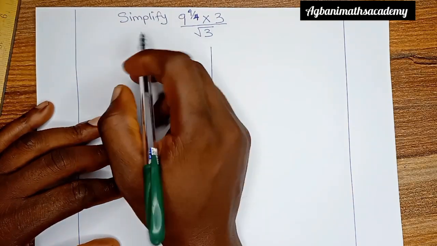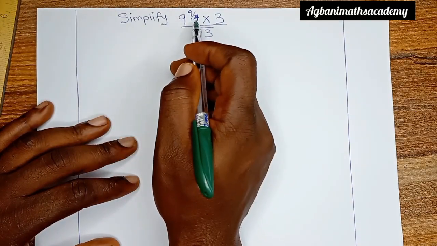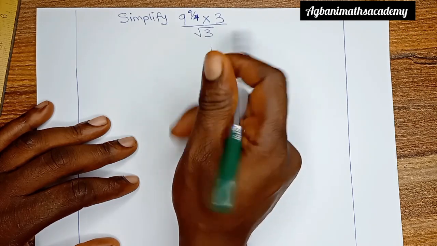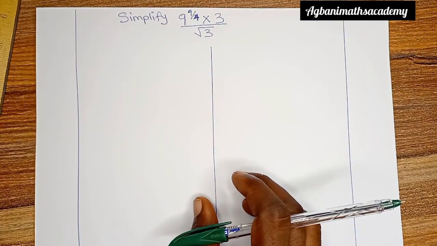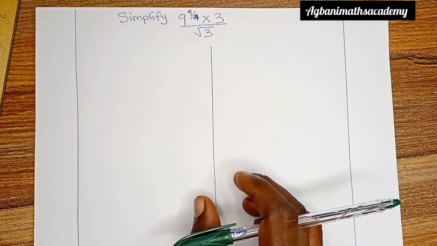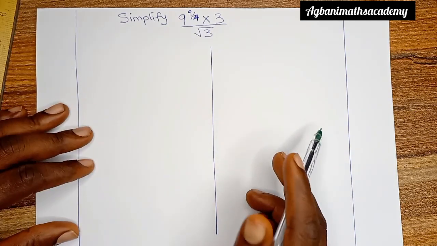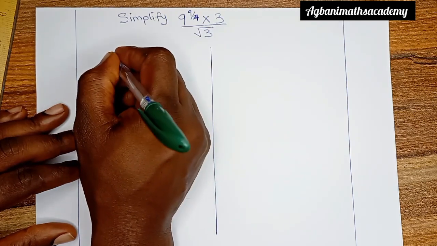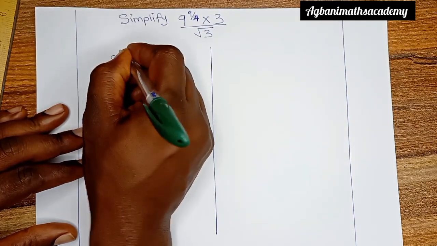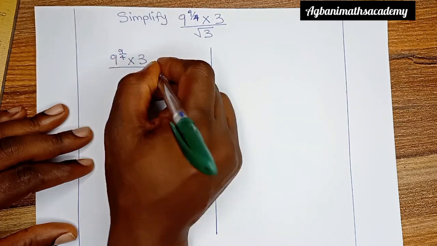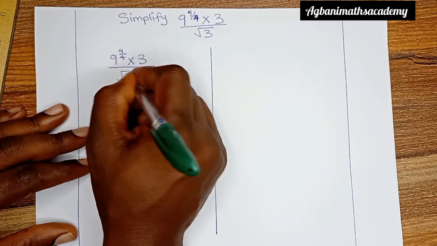Hi guys, we are told to simplify 9 raised to the power 9 all over 4 multiplied by 3 divided by square root of 3. So this is a problem involving laws of indices. So we are going to employ the laws of indices in solving this exponential problem. So let's solve it here. We have 9 raised to the power 9 all over 4 multiplied by 3 all over square root of 3.